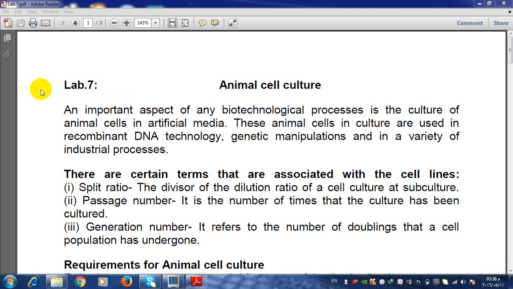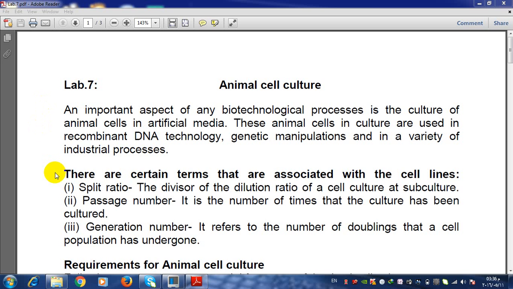Lab number 7. Animal cell culture. An important aspect of any biotechnological processes is the culture of animal cells in artificial media. These animal cells in culture are used in recombinant DNA technology, genetic manipulations, and in a variety of industrial processes.